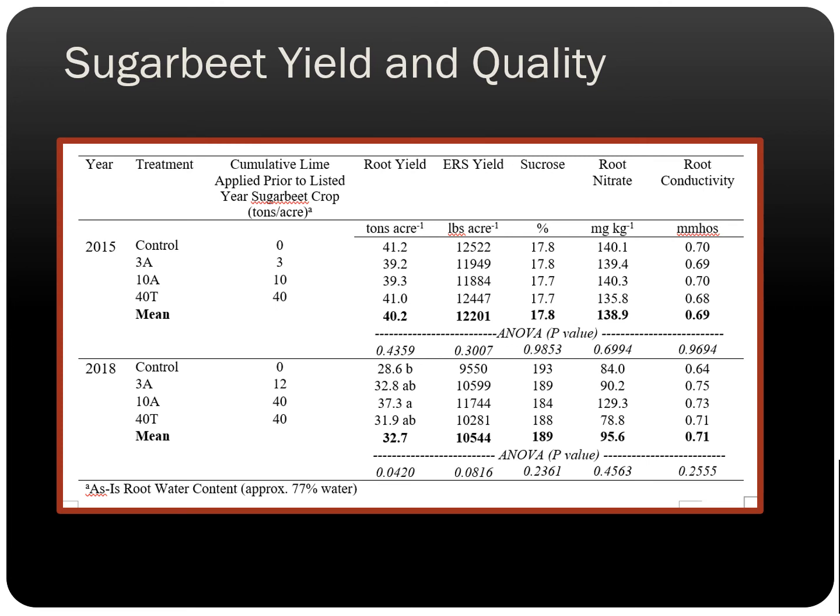This is the sugar beet yield and quality data for the 2 years we grew sugar beets, in 2015 and 2018, comparing the different treatments. I included the cumulative lime application prior to the listed crop, so you can look at those right here. We have root yield, ERS yield, or sucrose yield, sucrose concentration, root nitrate, and root conductivity. Okay, and so we have our statistical analysis here, our ANOVA p-values.